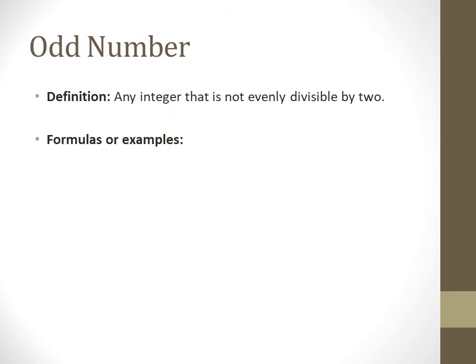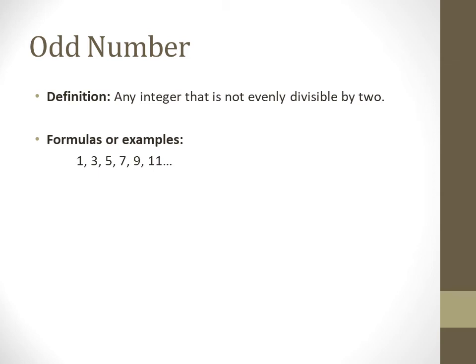An odd number is any integer that is not evenly divisible by 2. So numbers like 1, 3, 5, 7, 9, 11, 13, 15, 17, 19, 21, etc.